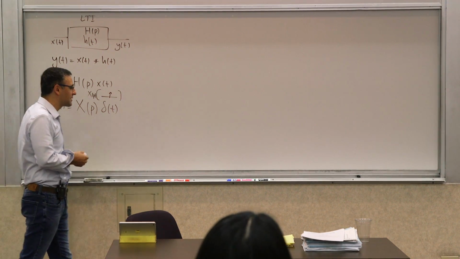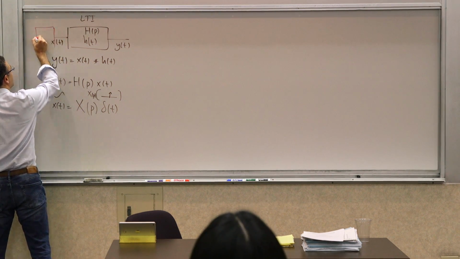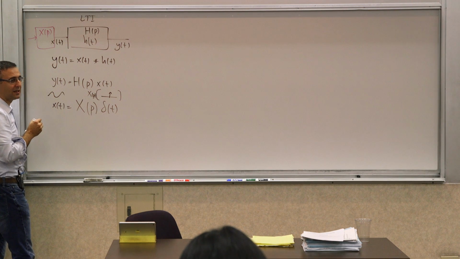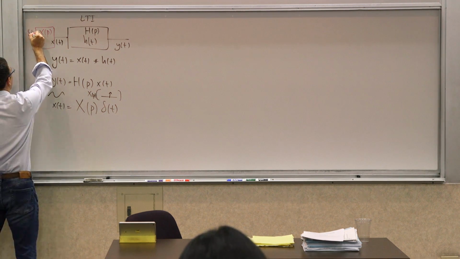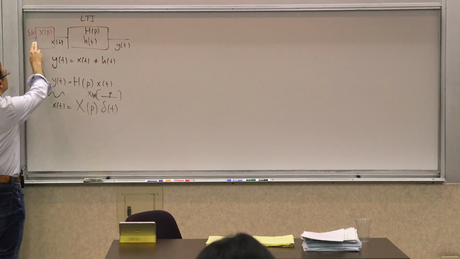Because if you think about that, what you're really saying is that it's as if I have another system here, system X of p, that generates lowercase x of t off of delta of t. So it's like two systems being in cascade.